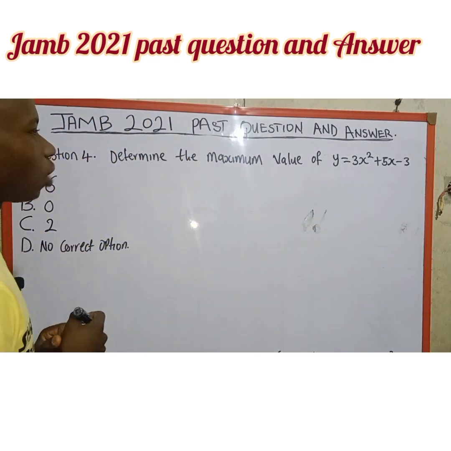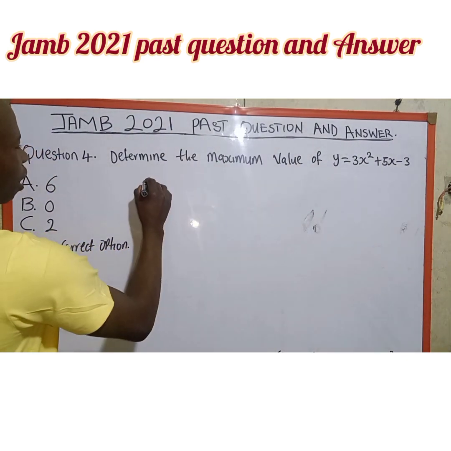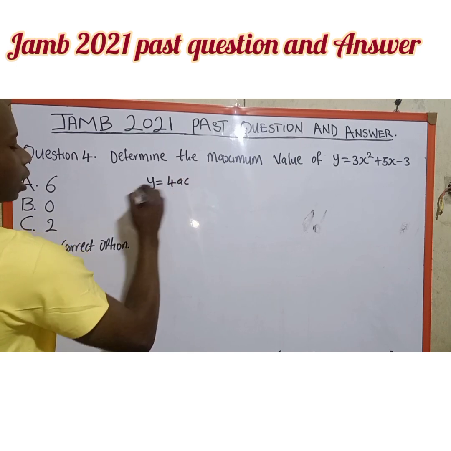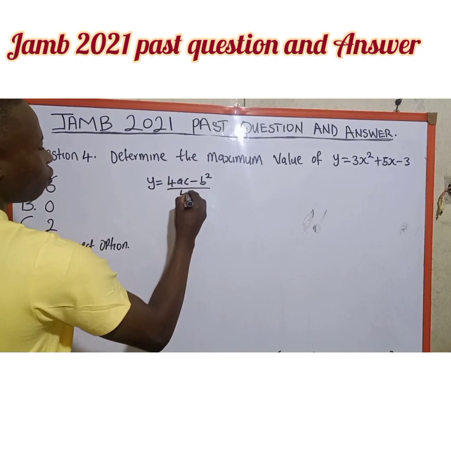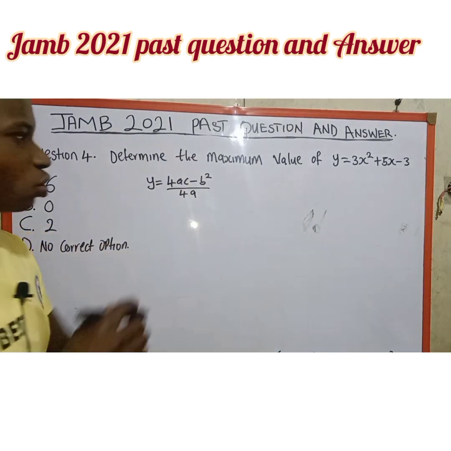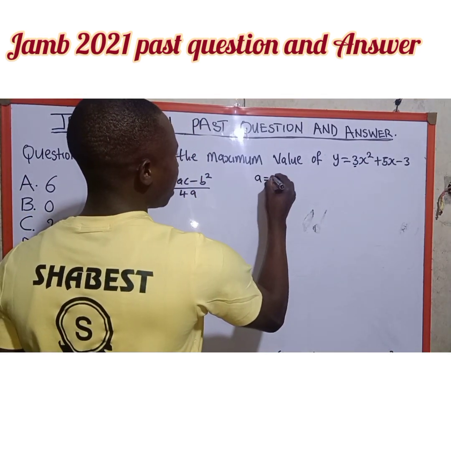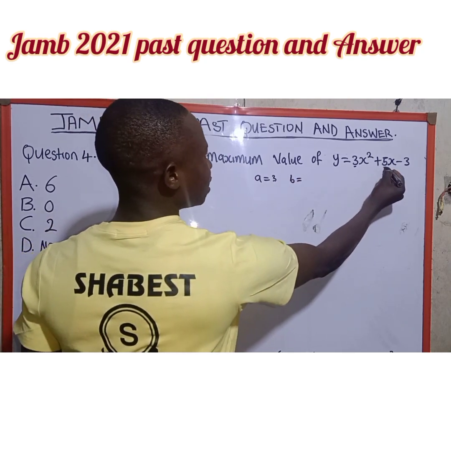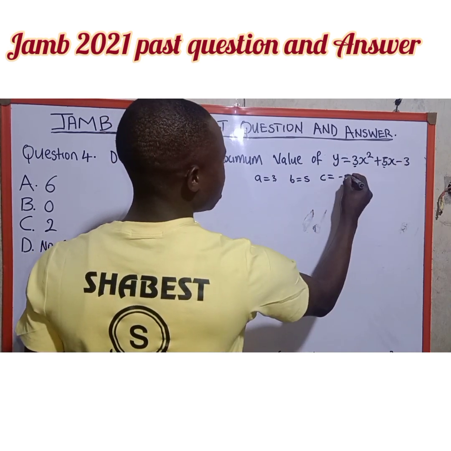If you look at this equation, it's a quadratic equation. And the formula used to calculate the maximum value of this equation, we are going to have y is equal to 4ac minus b squared, then over 4 multiplied by a. So this is the formula. And from this equation, our leading coefficient is 3, so my a implies 3. Then my b implies the coefficient of x, which is 5. Then my c is the constant, which is negative 3.